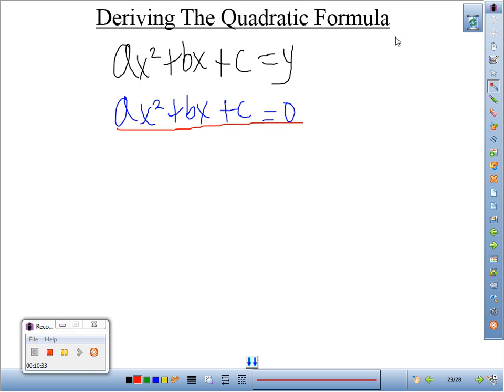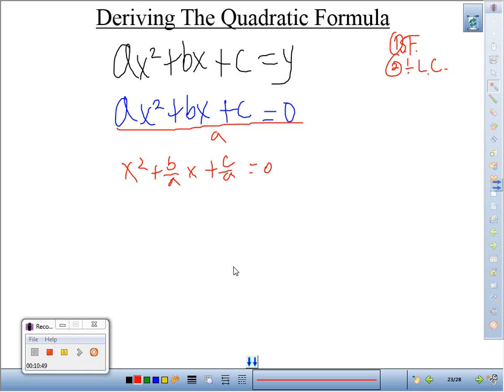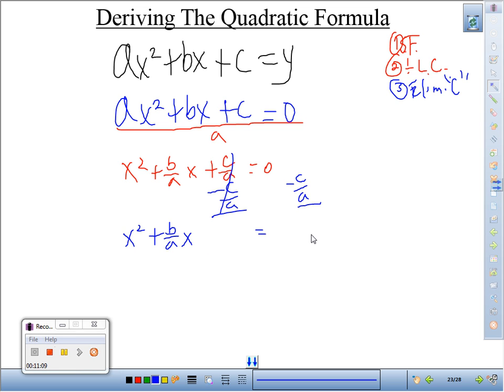So at this point, make sure you cover your steps. Is it in standard form? Yes. Step 2, divide by the leading coefficient, which is a. We're left with x squared plus b over a x plus c over a equals 0. Step 3, eliminate the constant. Minus c over a, minus c over a. This cancels. We're left with x squared plus b over a x, leave a space, equal, leave another space, minus c over a.